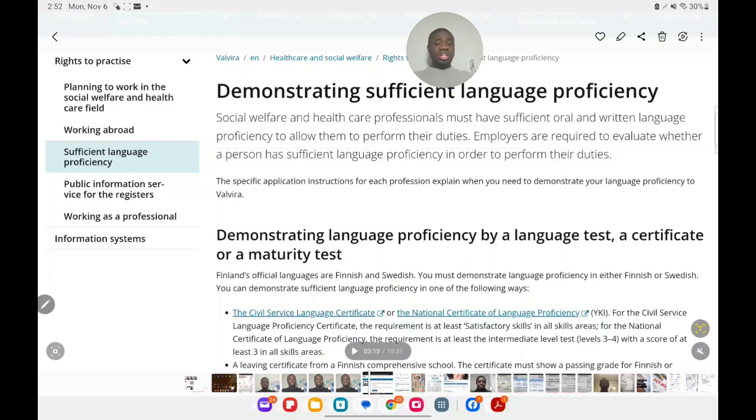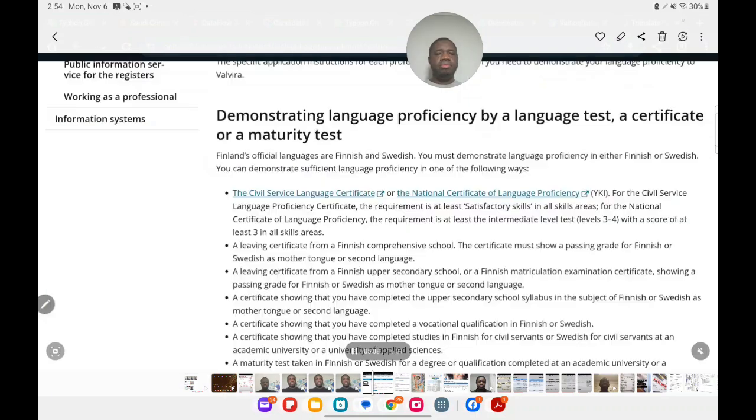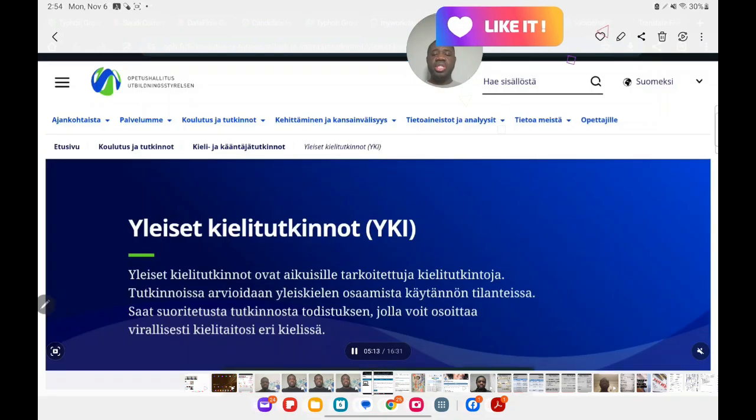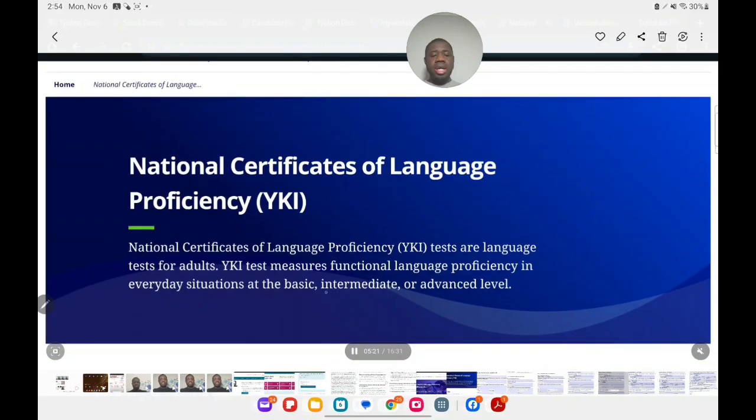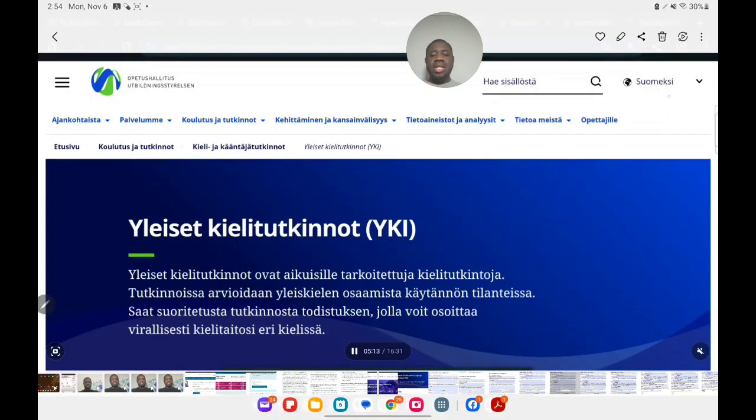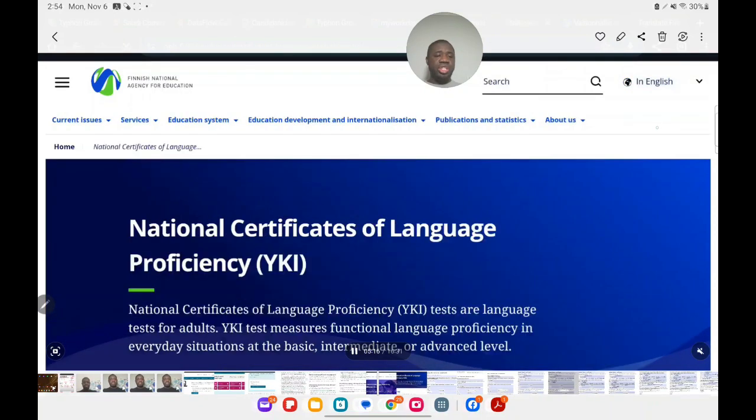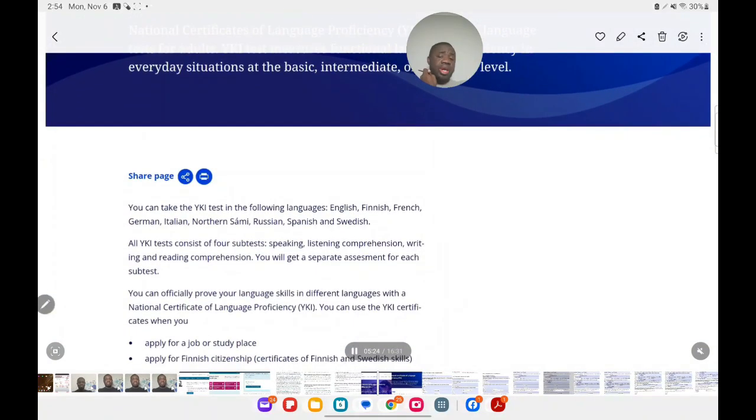So now I will recommend you to go through the National Certificate of Language Proficiency. Like I said, I recommend you to use the national certificate way. And the first thing you do here is to convert the Finnish language into English language here. And this site tells you what to do here.